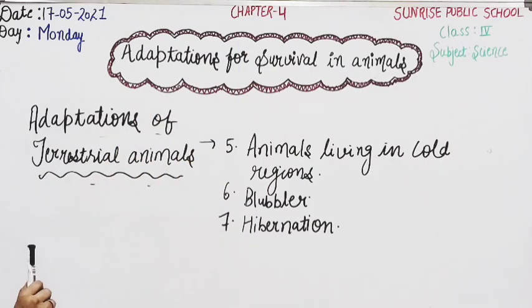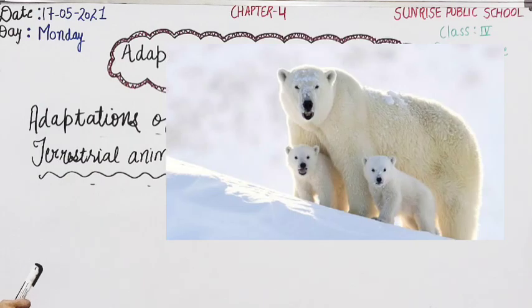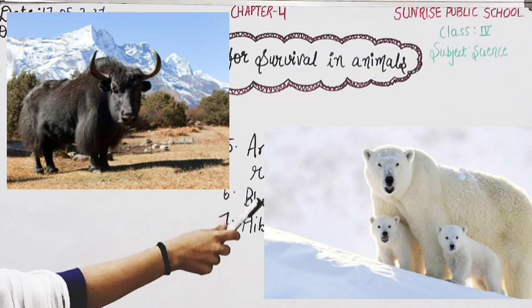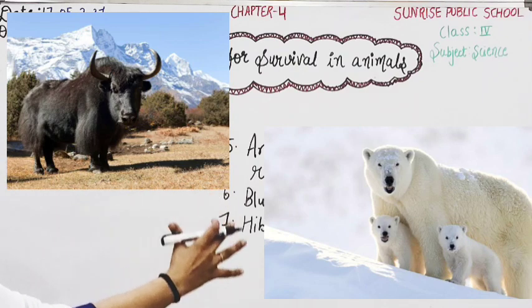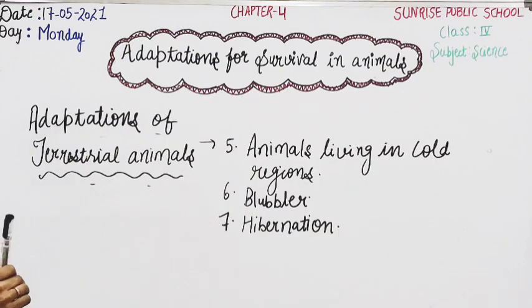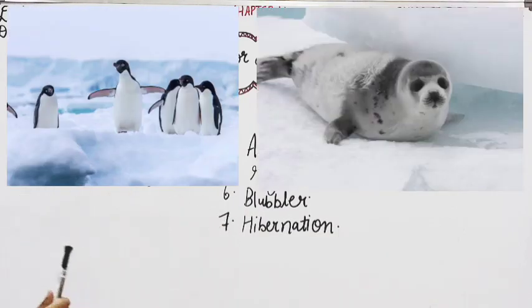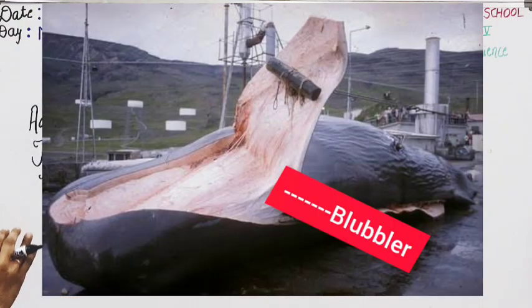And the 5th adaptation is for animals living in cold regions like yak and polar bears. This is a yak and this is a polar bear. They have a thick skin with fur on it to keep them warm. Some of them, like penguins and seals, have a thick layer of fat under their skin called blubber. This layer keeps them warm in the cold environment.